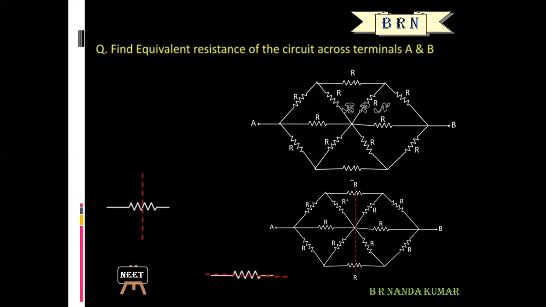If we cut this resistance in a vertical way, what happens? It is divided into two equal parts. This part has resistance R by 2, and this part has resistance R by 2. In a similar way, here also the resistance is cut into two equal parts, each having resistance R by 2.